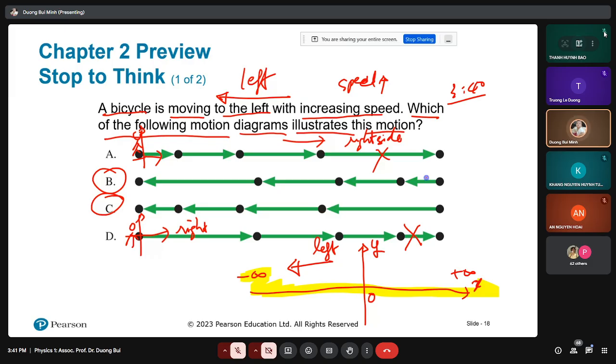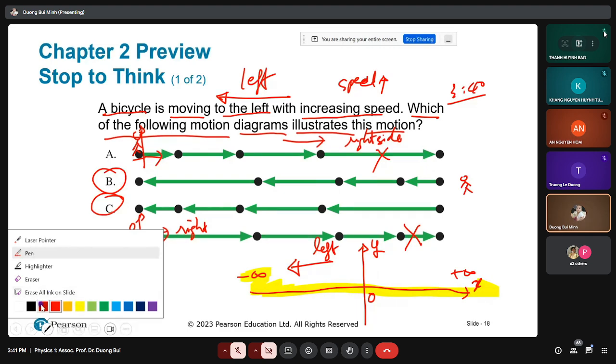Now if you stay here, and this is the origin, right? This is the origin. So maybe I use this one.